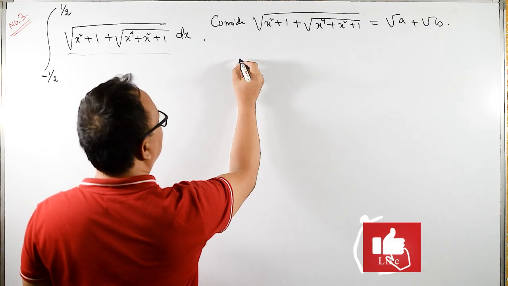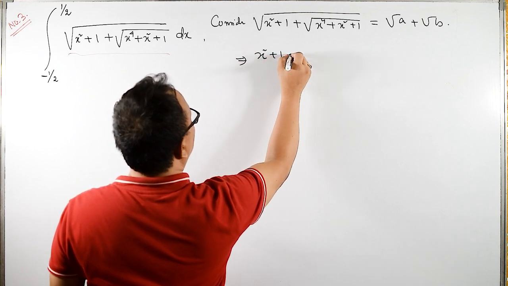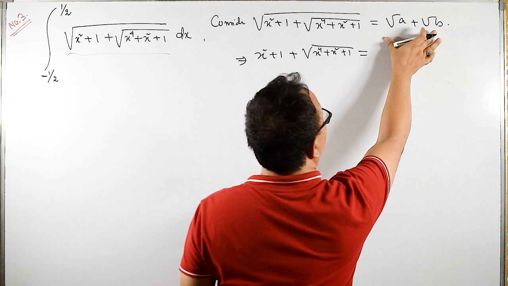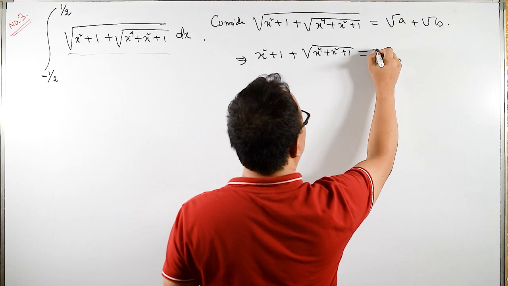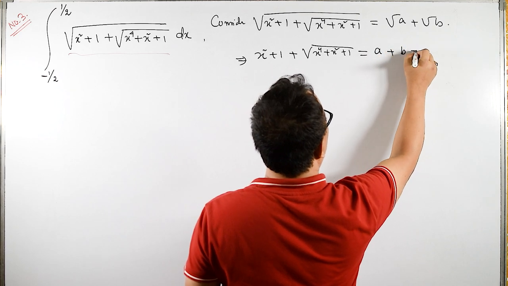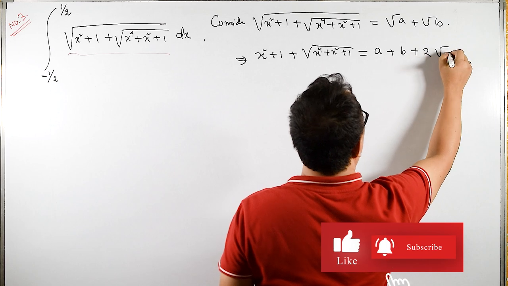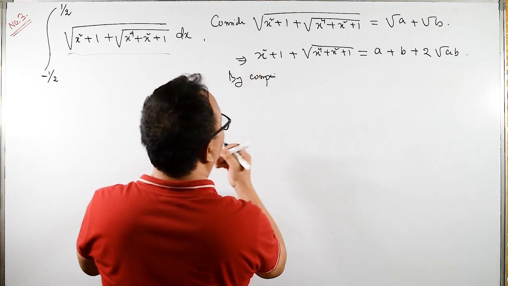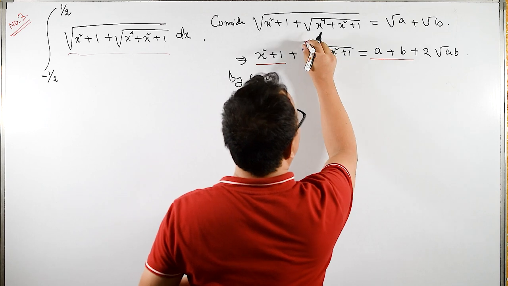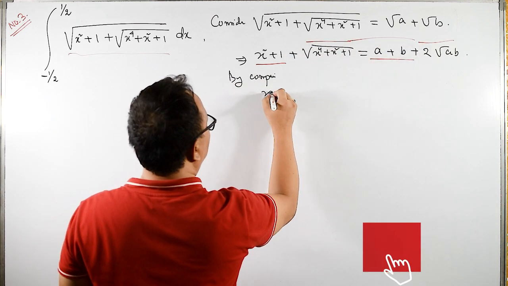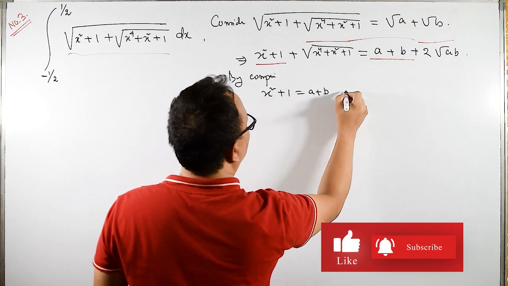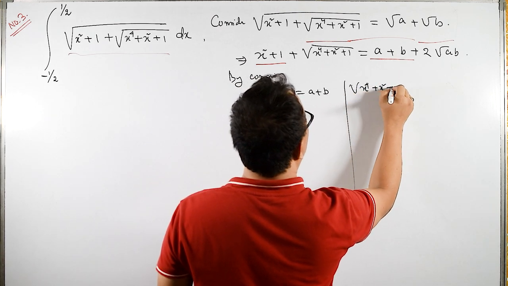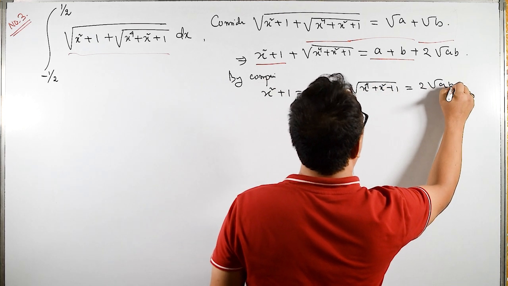So squaring on both sides, we have x square plus 1 plus x square root of x4 plus x square plus 1 equals (square root of a plus square root of b) the whole square. That is a, plus b, plus twice square root of a into square root of b, which is square root of a b. So by comparing, x square plus 1 equals a plus b, and the other is square root of x4 plus x square plus 1 equals twice square root of a b.